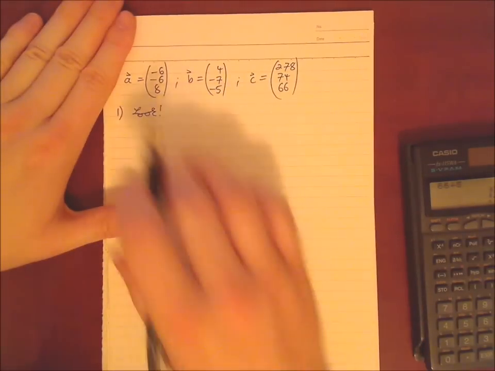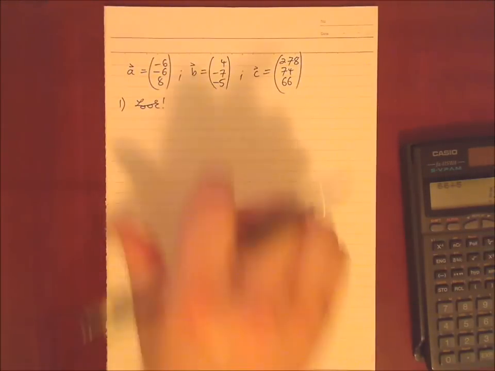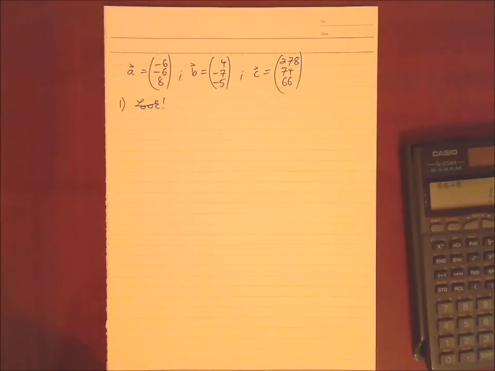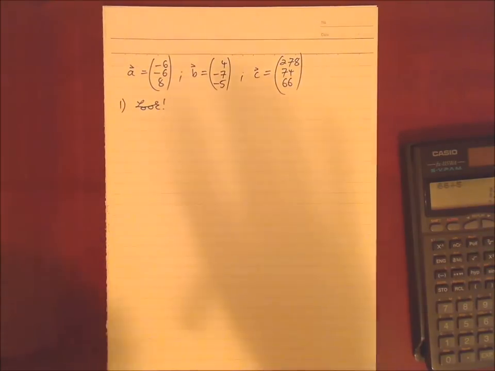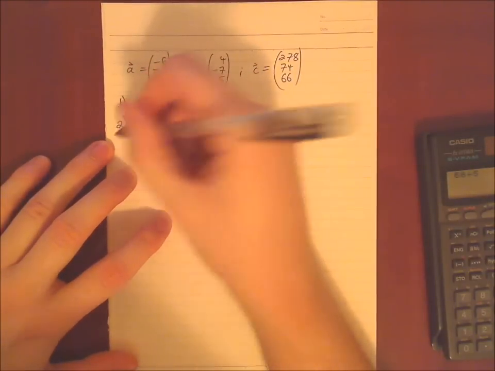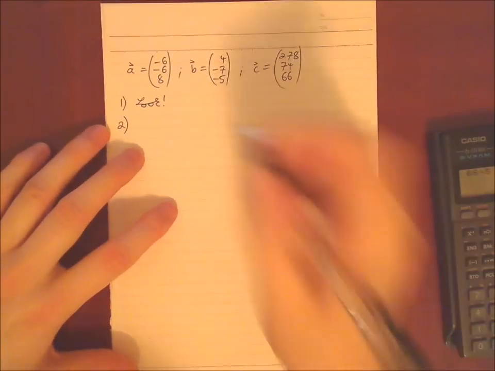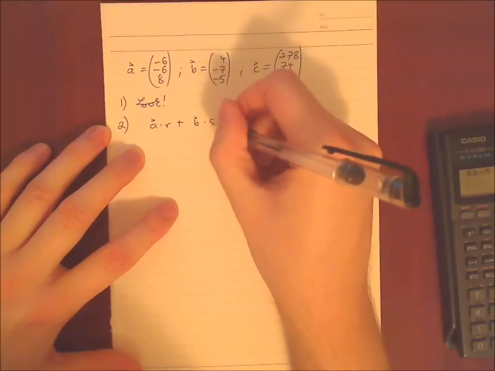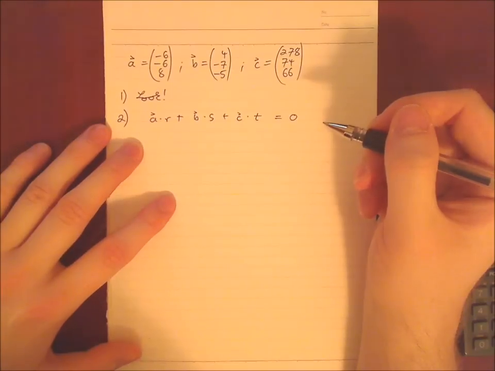It's not possible. Also A and C, not possible. A and B, also not possible. So all three vectors, always two of them are linear independent. That's what we can say just by having a look at it. So we already know the answer, and now we want to calculate a little bit to really have a good and nice proof. Same principle again: A times R plus B times S plus C times T equals 0.